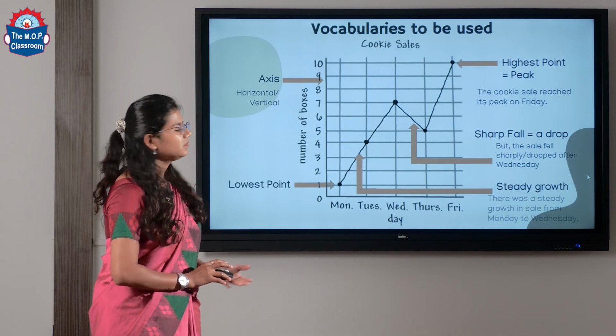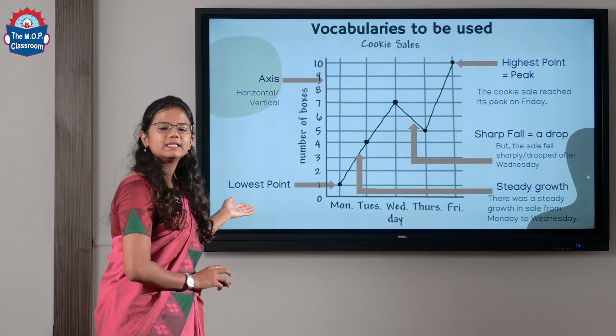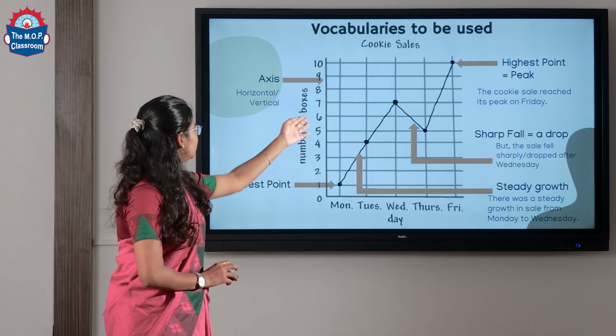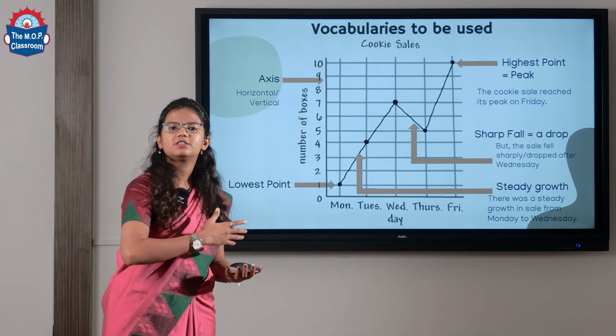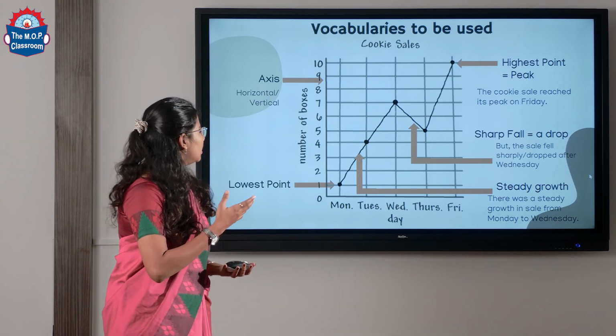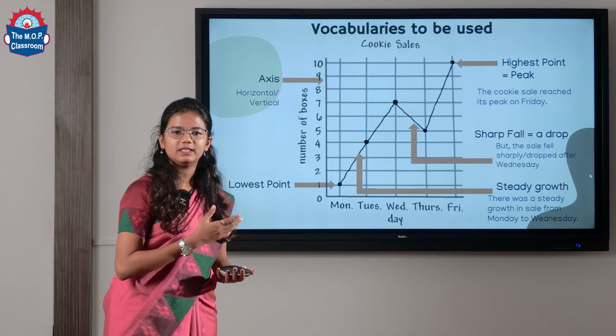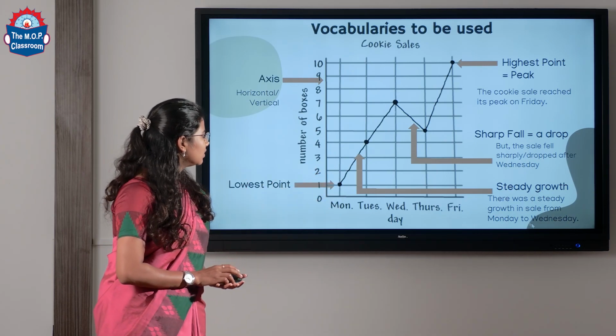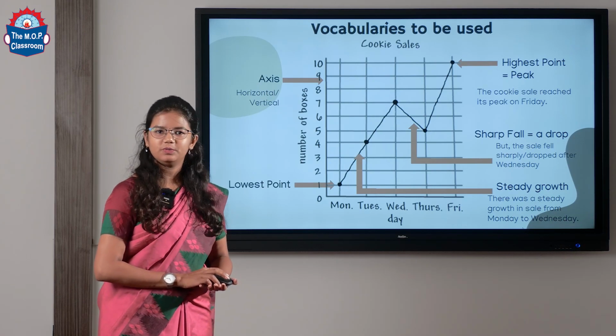Then you can clearly see a steady progression in the sale from Monday to Wednesday. Those changes can be simply termed as steady growth or an inclination in the sale. An example sentence would be: there was a steady growth in sale from Monday to Wednesday.